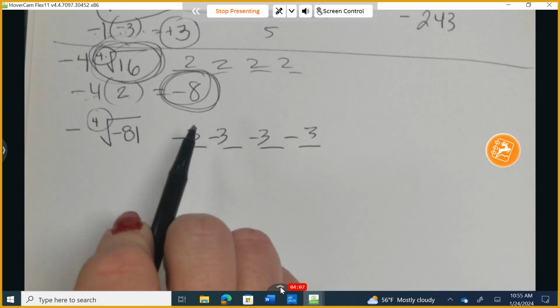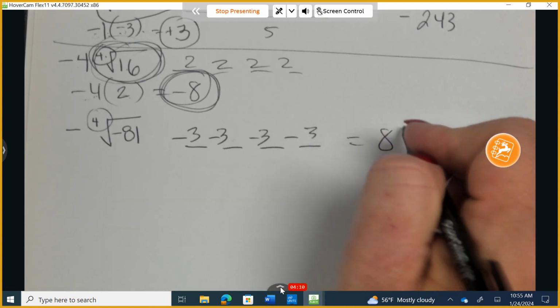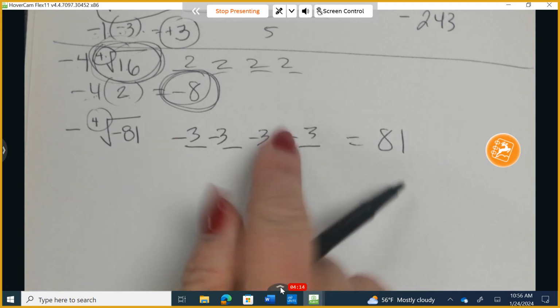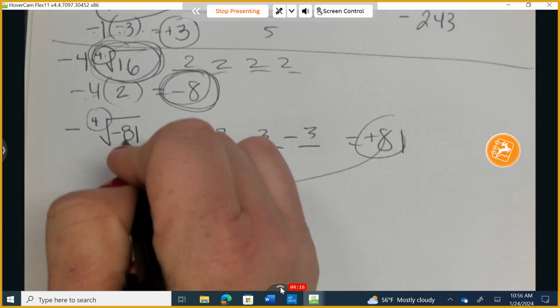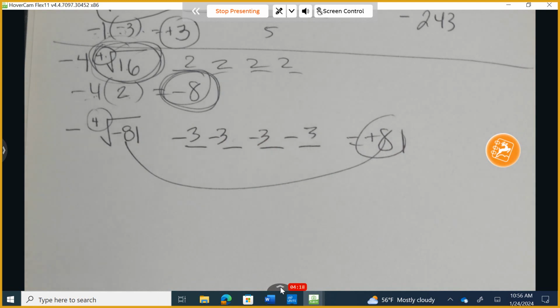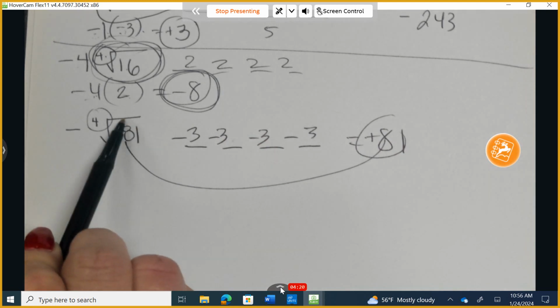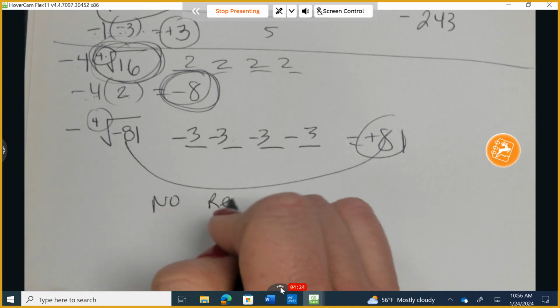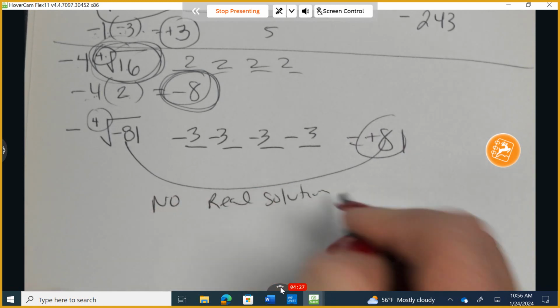Okay, so yes, I agree. 3 times 3 times 3 times 3 is 81. How many negatives do I have? 4, which is an even number. That means this answer has to be positive, and it's not negative. There's no way to obtain a negative value when you have an even number of negatives. That means there is no real solution. No real solution.